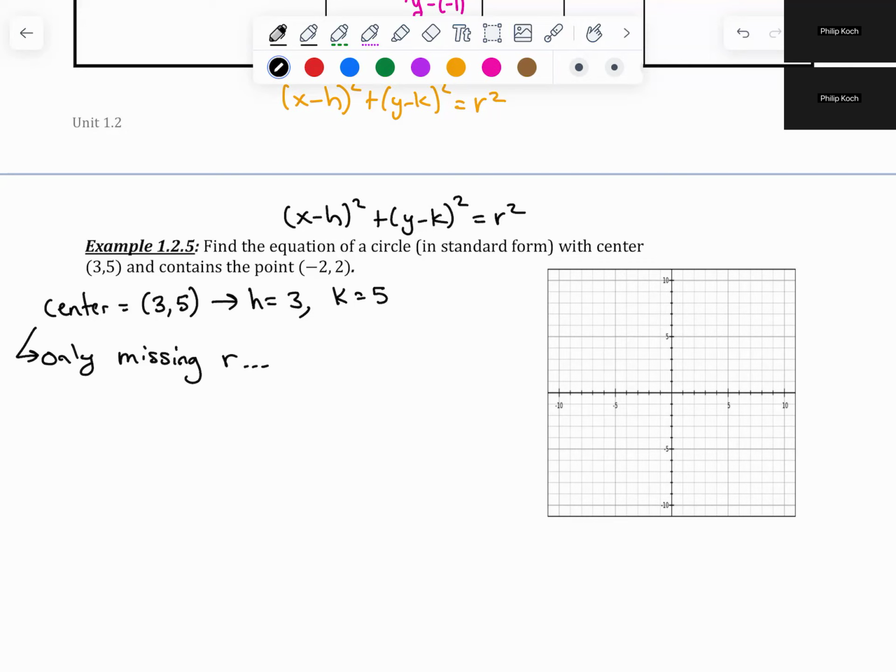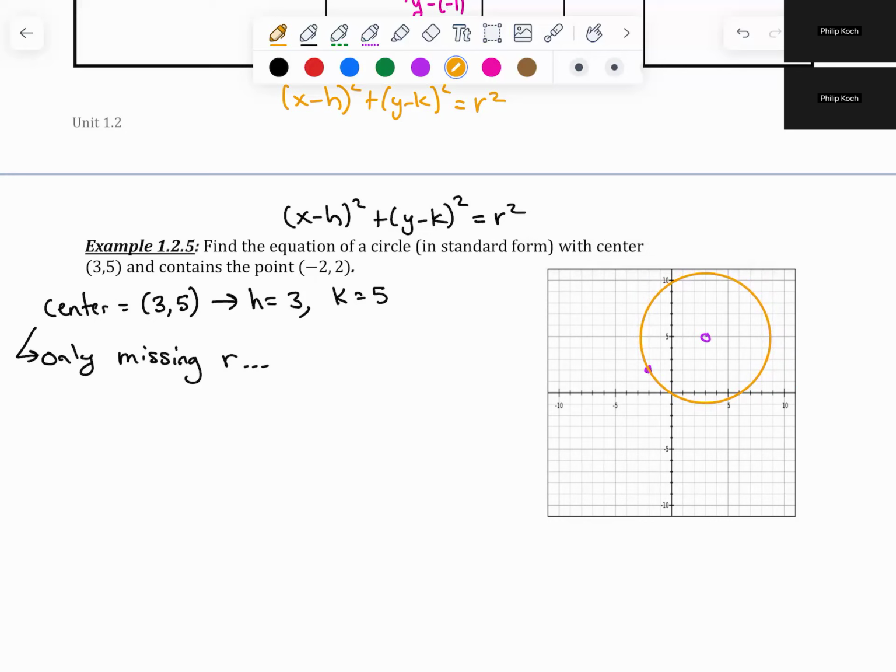You could graph it, and that would be a good idea to start. So the center is at 3, 5, right there. And then a point on it is -2, 2, right there. So if I were to graph it, it would look roughly like that. I'm not so certain where exactly it'll be, but it's roughly around there.